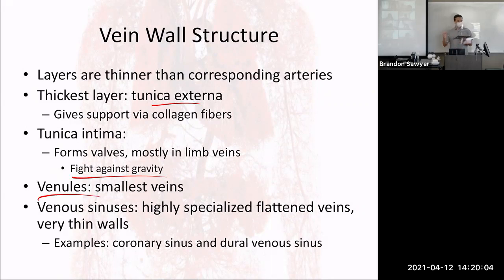Venous sinuses are these really flat veins that we talked about in the heart. This is part of where the blood dumps from those coronary arteries back to the heart to get back to the right atrium. Okay, also up in the brain.